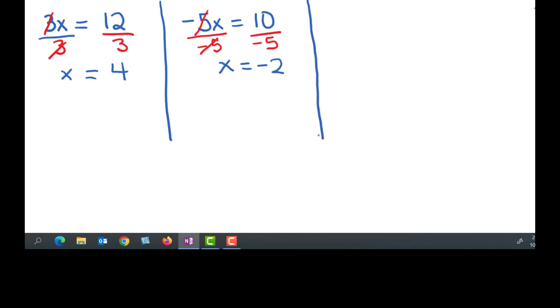Have one more of this kind. Negative x equals 4.